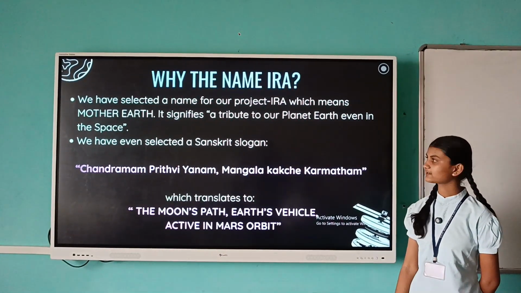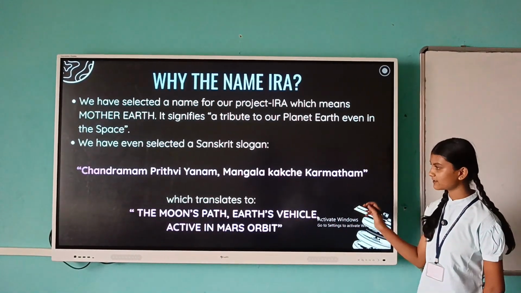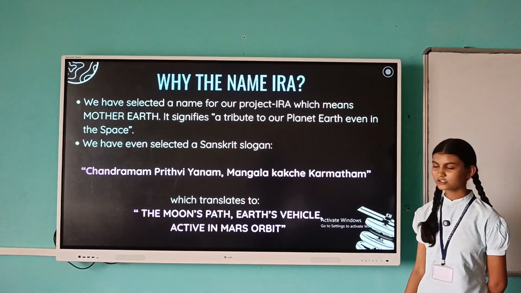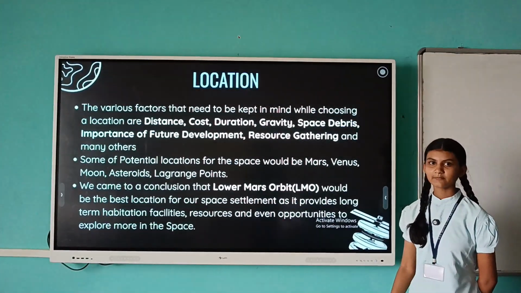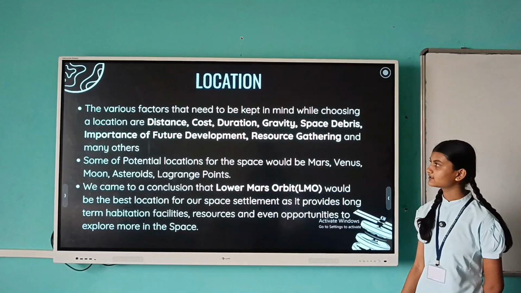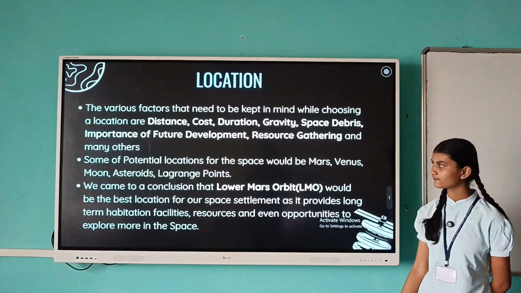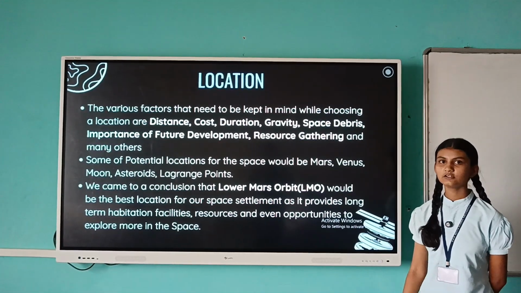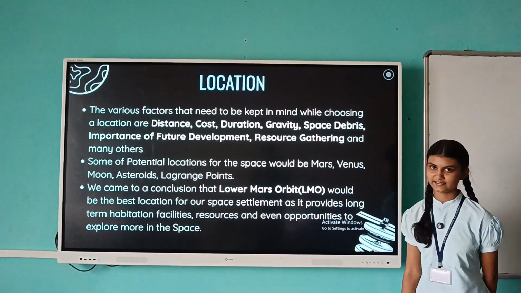We have even selected a Sanskrit slogan, Chandramam Prithviyanam Mangala Kaksha Karmatam, which translates to the moon's path, Earth's vehicle, active in Mars orbit. Location. Keeping in mind factors like distance, cost, duration, gravity, space debris, and many more, we concluded that lower Mars orbit would be the best location as it provides long-term habitation facilities.